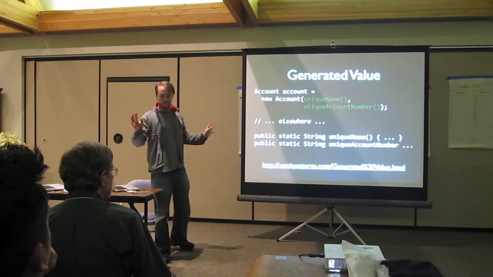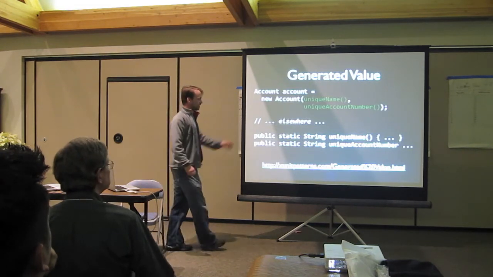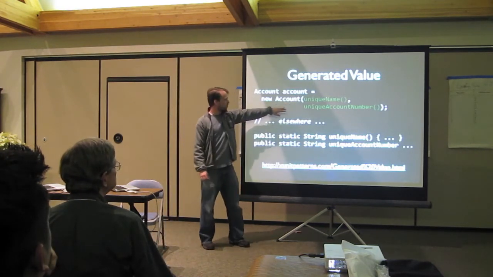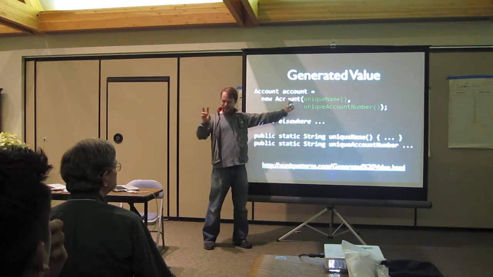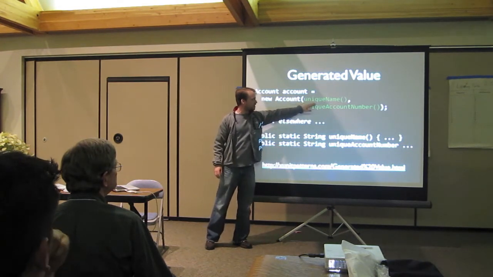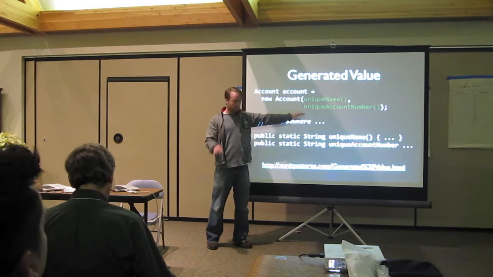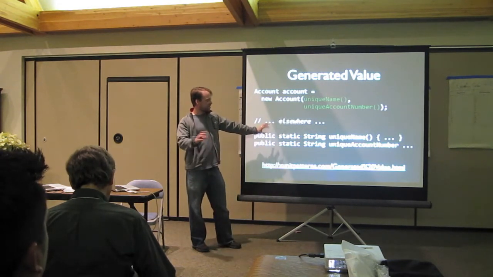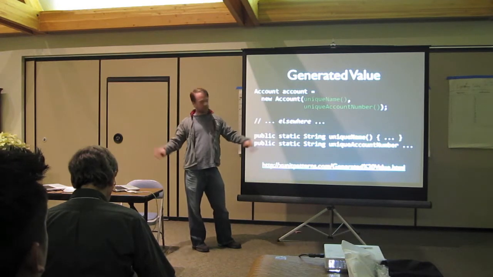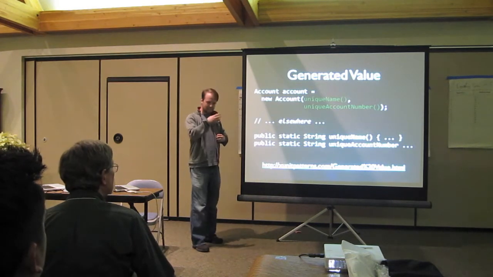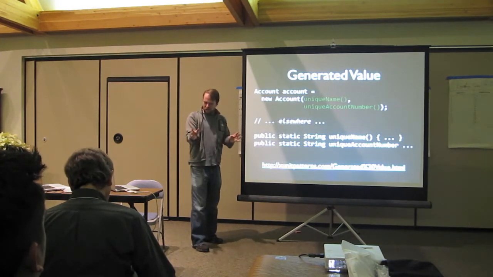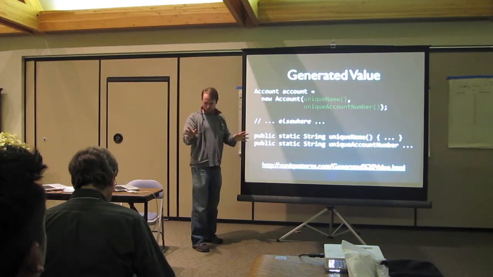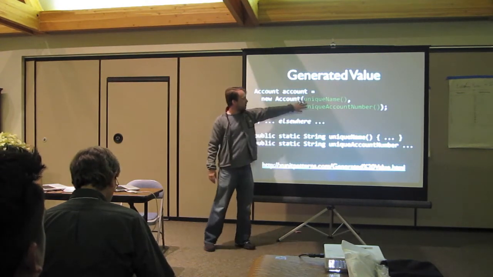It's called the generated value pattern. It's kind of hard to see here in this green, but essentially what we've done is we've replaced that name John with a method called unique name, and the account number with a method called unique account number. And essentially those can just be some method somewhere else in your application. You use these to indicate to the reader, hey, there's some values in here, but it's really not important what they are. In this case, it actually matters that they're unique.